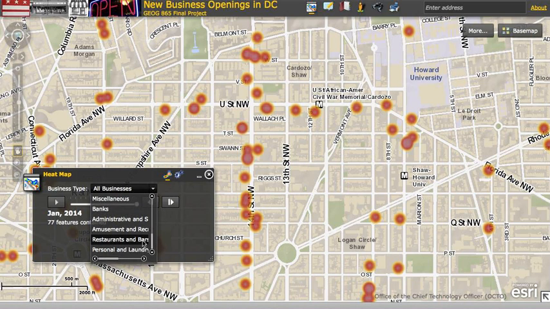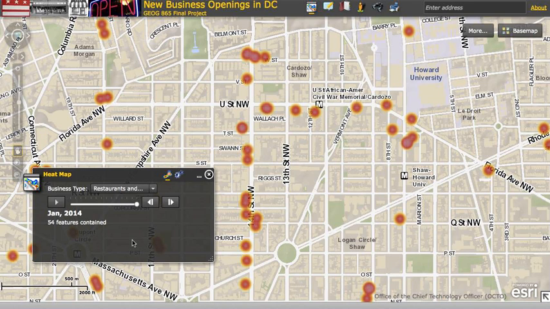If we look at restaurants and bars, you can see that of the 77, 54 of these businesses are either restaurants or bars. So this is now becoming a destination, and we don't really have to focus our attention on trying to attract additional restaurants and bars. They're kind of taking care of that themselves.